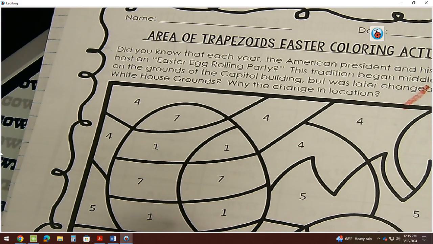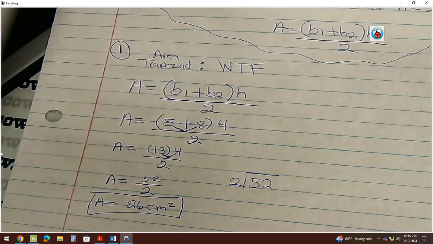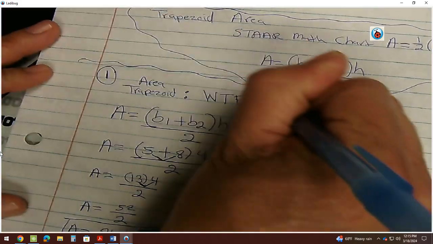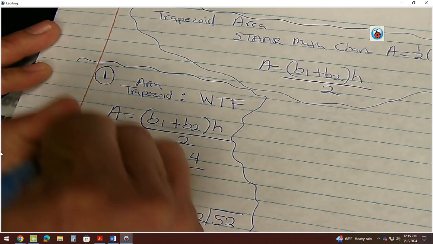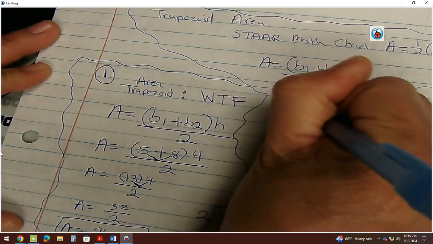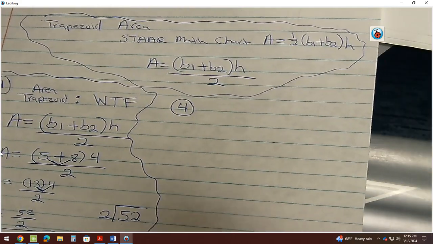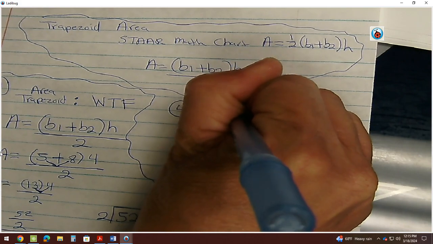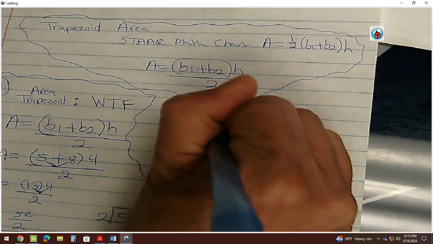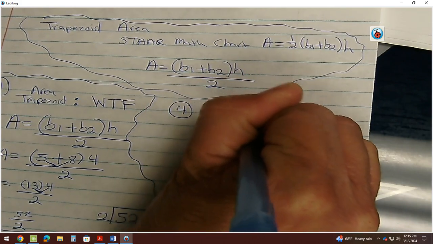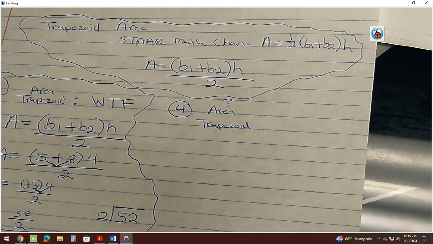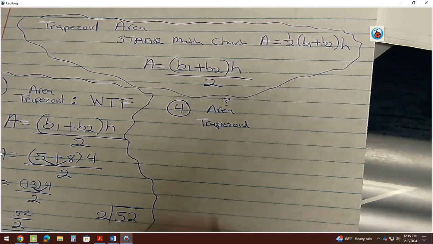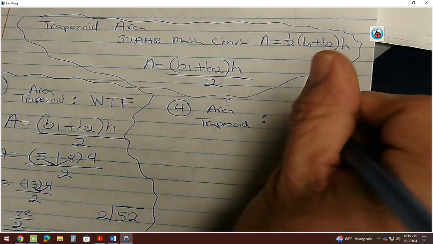Questions? No. Let's try another one to make sure that you understand this. I'm jumping to number 4. They want the area of what? Trapezoid. Of a trapezoid, right? The area of a trapezoid. And what's the strategy when they want the area of the trapezoid?